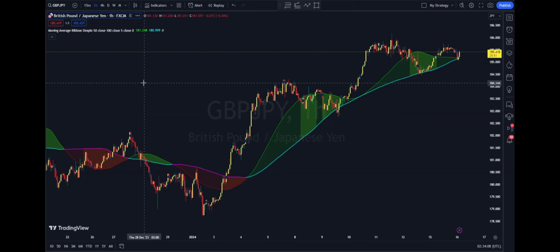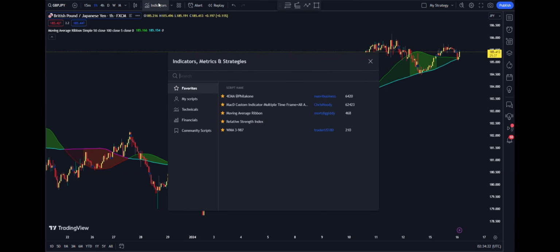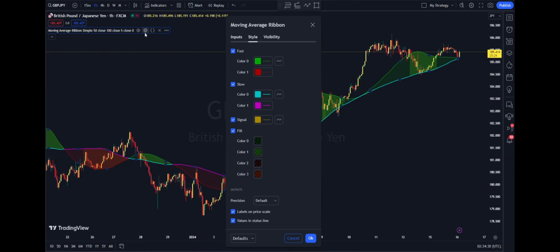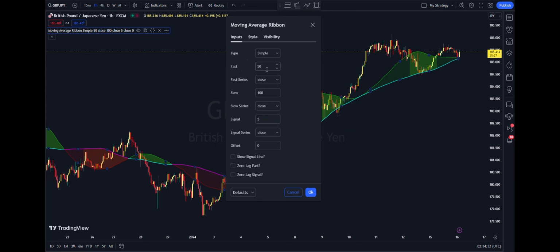By the way, in this strategy, we will be using the simple moving average 50 and 100 ribbon to identify the trend, and the relative strength index as our entry point indicator. To add the indicators, go to the indicator menu. For the moving average ribbon, use the indicator by MoreDID. Set the input type to simple, fast SMA 50, slow SMA 100, and ensure that both methods are closed.